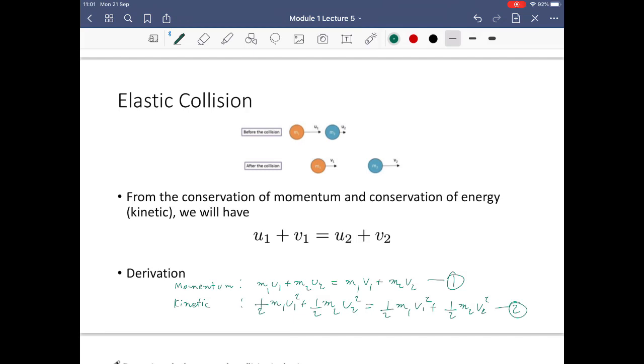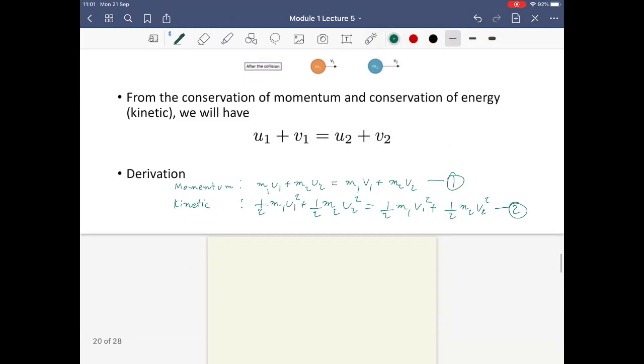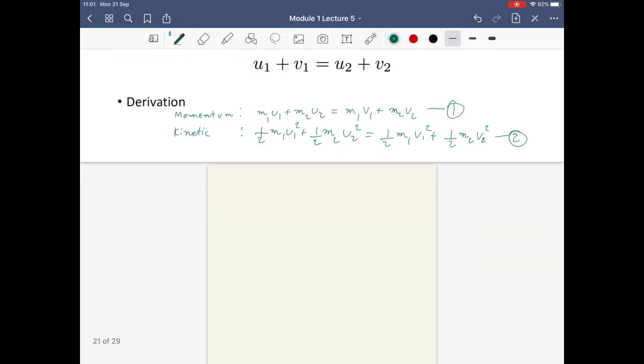Now from these two equations, if you rearrange equation 2 a little bit, first of all you multiply the whole equation 2 by 2, so you get rid of all the 1/2 here. Okay, and then you rearrange equation 2 a little bit. What you have is m1 (u1 square minus v1 square) equals to m2 (v2 square minus u2 square). Okay, so let's call this equation 3.